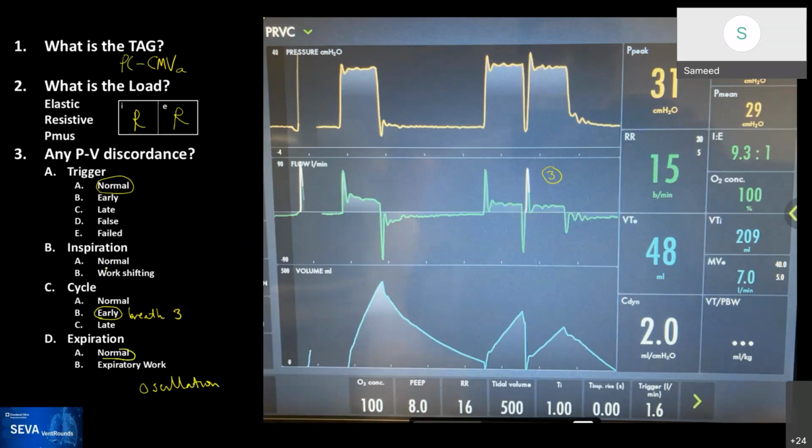I think this is just the conducting part of the system, which is requiring a higher expiratory flow to overcome the resistance. And then the rest is sort of normal or work shifting? I would say normal.